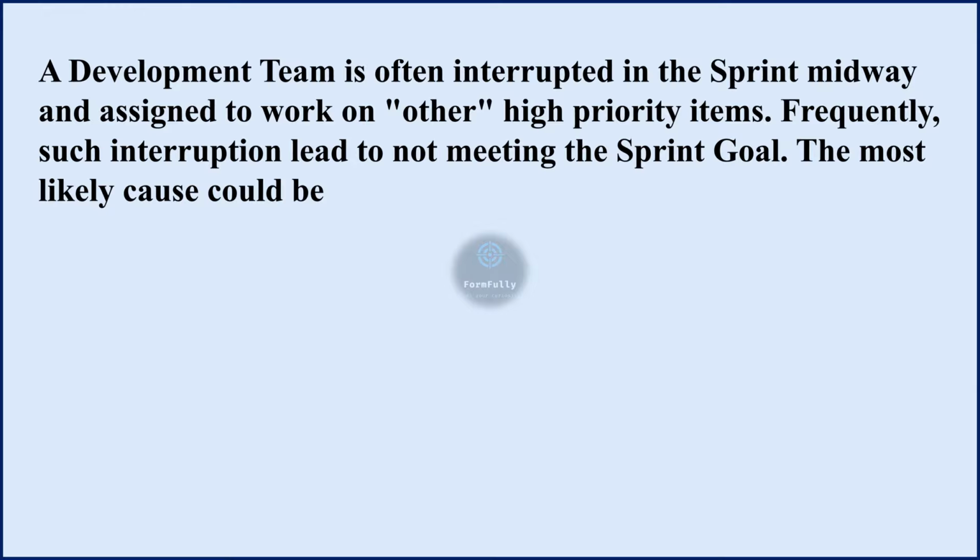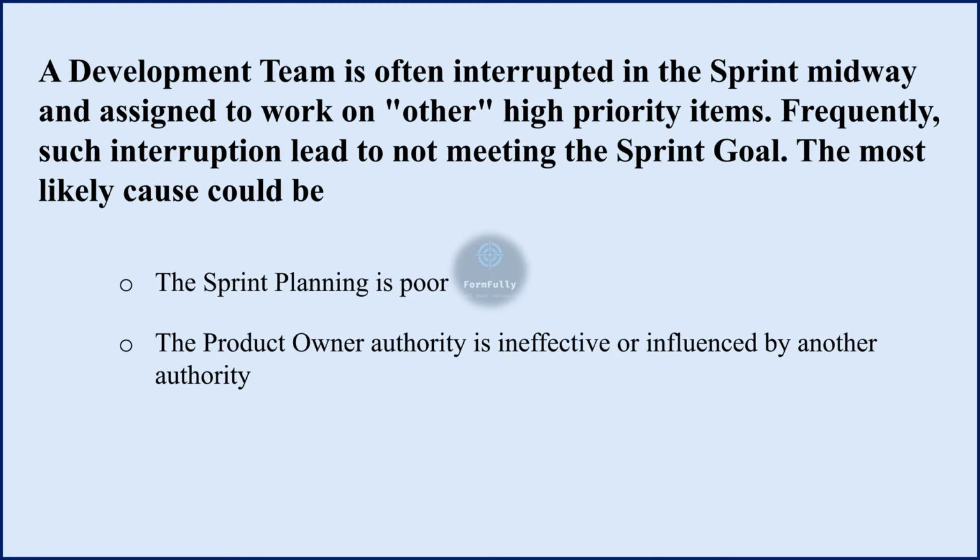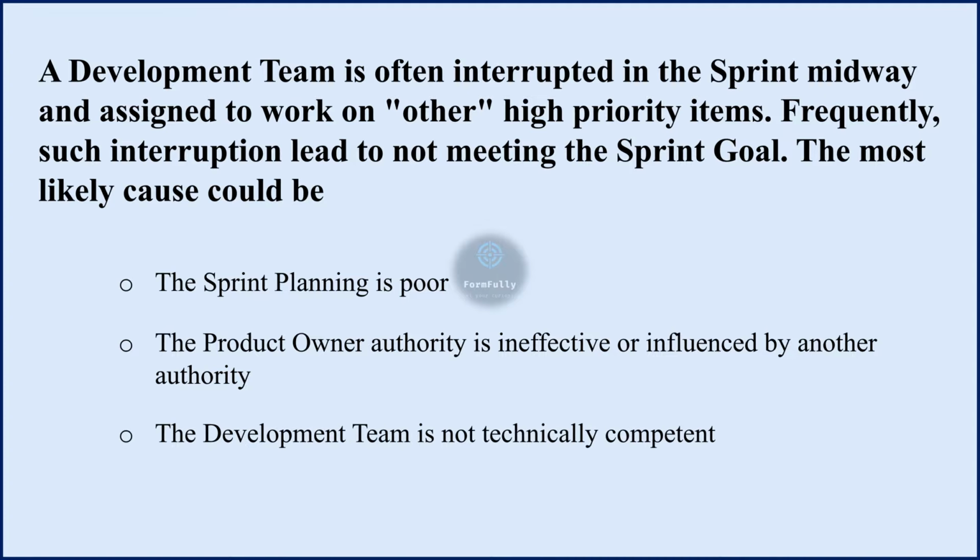Next question. A development team is often interrupted in the sprint midway and assigned to work on other high priority items. Frequently, such interruptions lead to not meeting the sprint goal. The most likely cause could be: options are the sprint planning is poor, the product owner authority is ineffective or influenced by another authority, the development team is not technically competent. The most likely cause could be the product owner authority is ineffective or influenced by another authority.